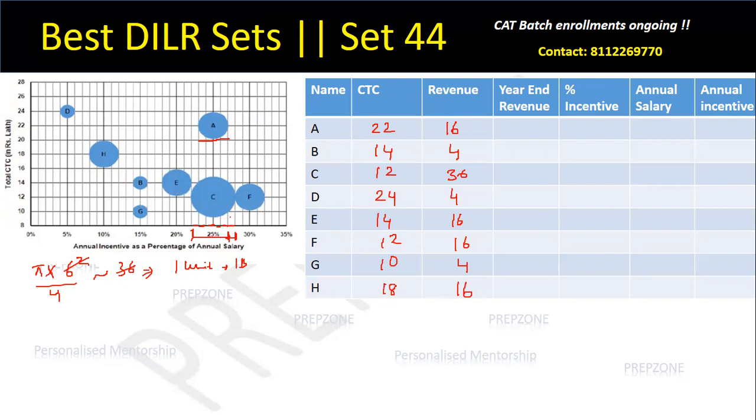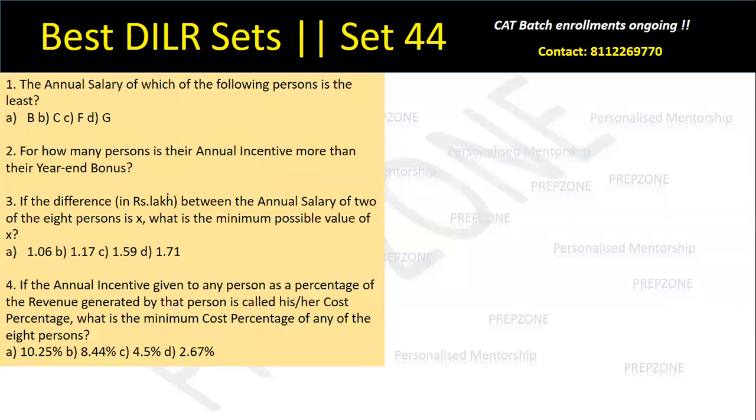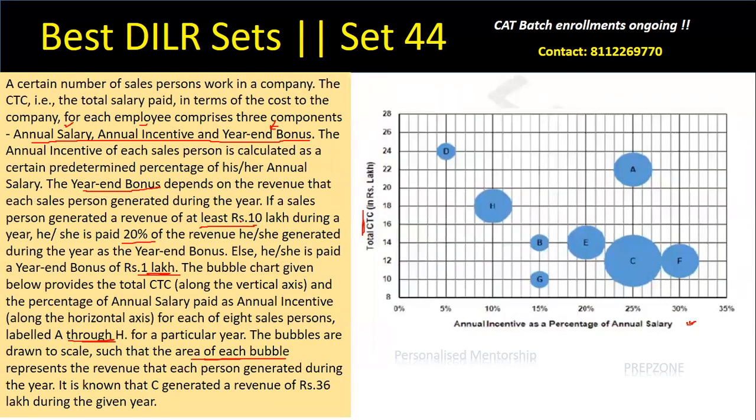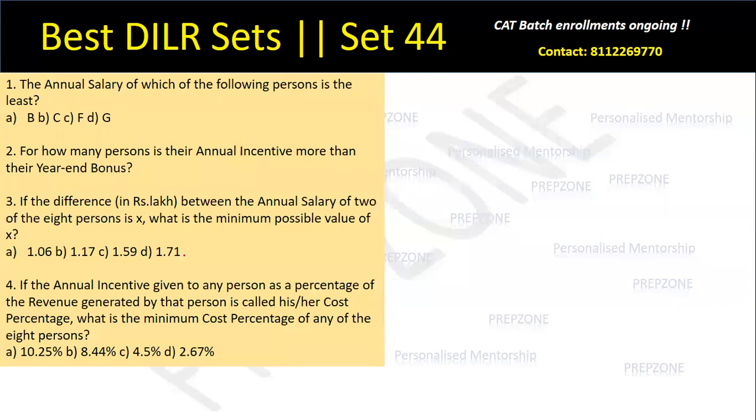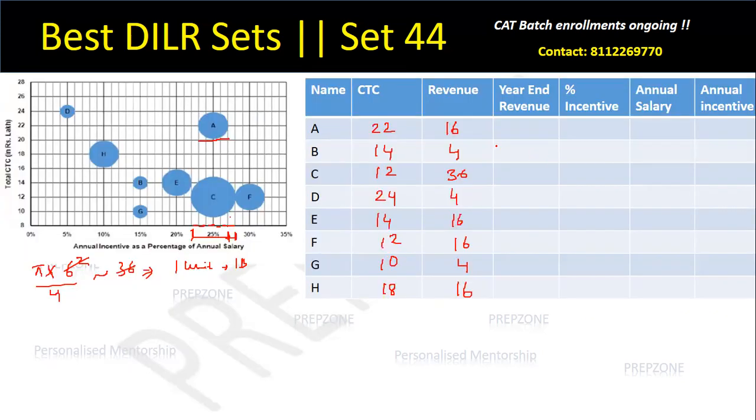So I know CTC. I know revenue. ठीक है. If I know the revenue, year end revenue पता था. Year end revenue में क्या calculation थी कि अगर 10 लाख से ज्यादा revenue it is 20%, else it is 1 lakh. जहाँ पे भी 10 लाख से कम है वहाँ पे year end revenue is 1. This is 1, this is 1 and this is 1. और बाकी जगह it's 20%, which means it will be 3.2, 3.2, 3.2, 3.2, 36 का 20% is 7.2.